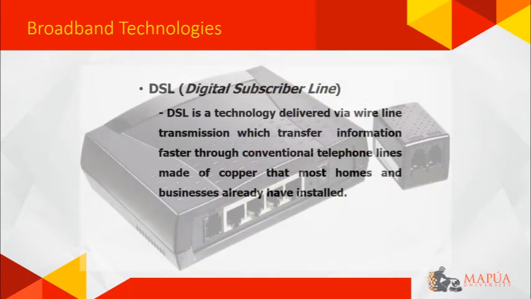DSL is a technology delivered via wireline transmission which transfers information faster through conventional telephone lines made of copper that most homes and businesses already have installed. DSL-based broadband supplies data transmission rates varying from a few hundred kbps to million bits per second. The accessibility and rate of speed of your DSL connection depends on the distance from the residence or company to the nearest phone company center.